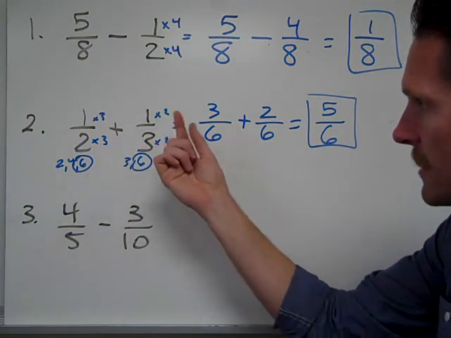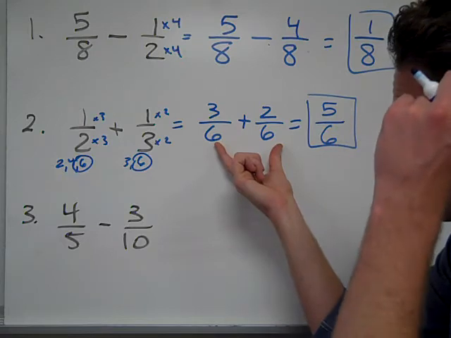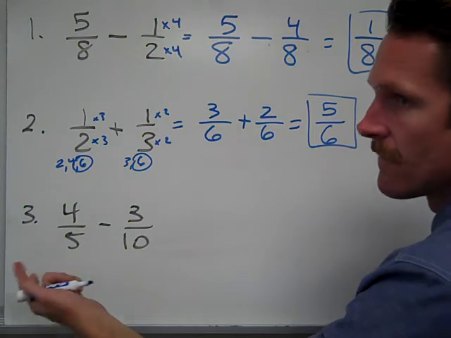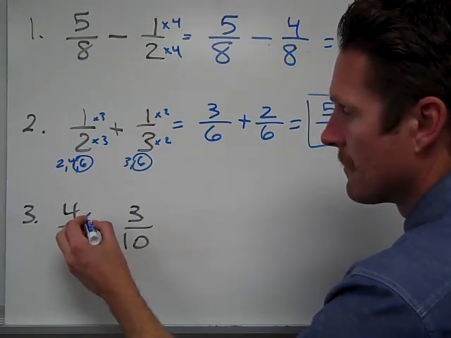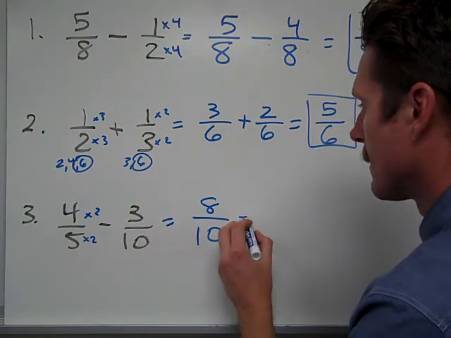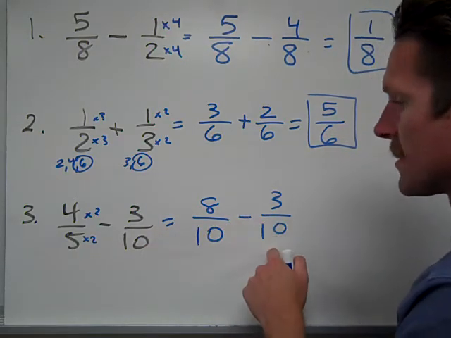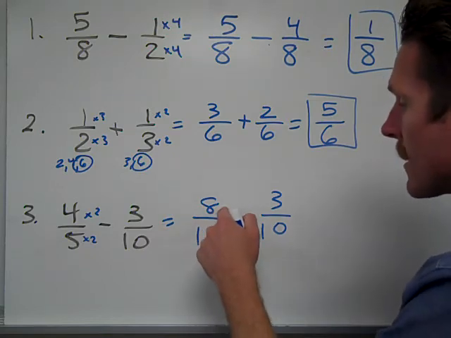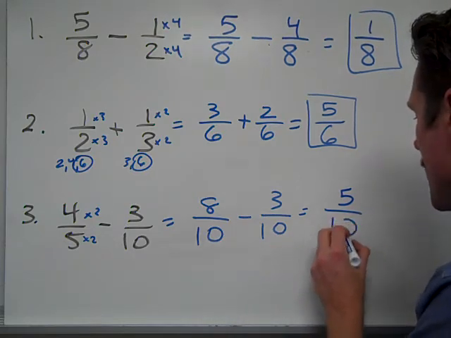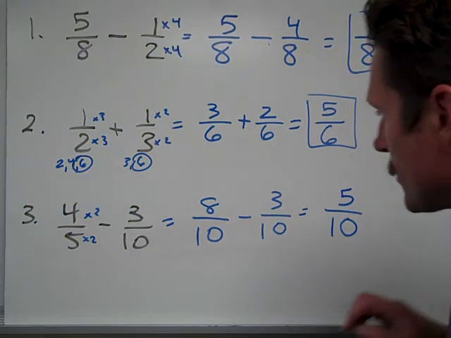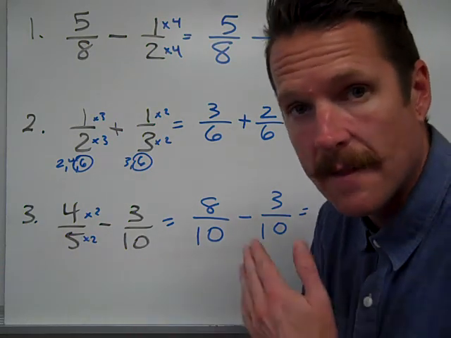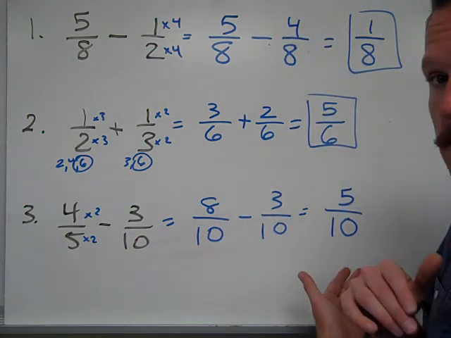Okay, I found a least common multiple. I make equivalent fractions by turning them into sixths, and then I add. Next one here. Tenths and fifths, obviously this is going to be multiplied by 2 to give me tenths. So 4 times 2 equals 8. 5 times 2 equals 10. And then the 3/10 stays the same because it's already in tenths. Now I subtract. 8 minus 3, 5. Denominator stays the same. So what you're doing is you're making equivalent fractions that have the same denominator, and then you're subtracting or adding them and getting an answer.